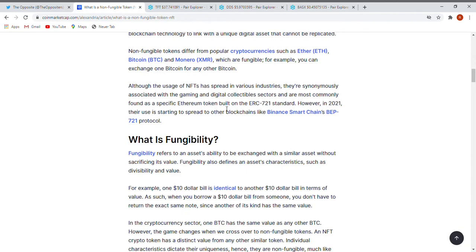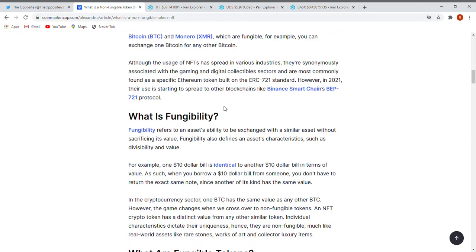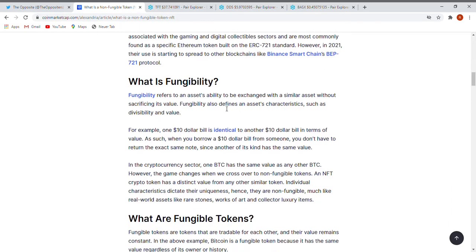So the short names like ERC is just the simple use of the Ethereum platform, and BEP is Binance Smart Chain. This is it. It's not more behind it. What is fungibility? Fungibility refers to an asset's ability to be exchanged with a similar asset without sacrificing its value. Fungibility also defines an asset's characteristics such as divisibility and value.